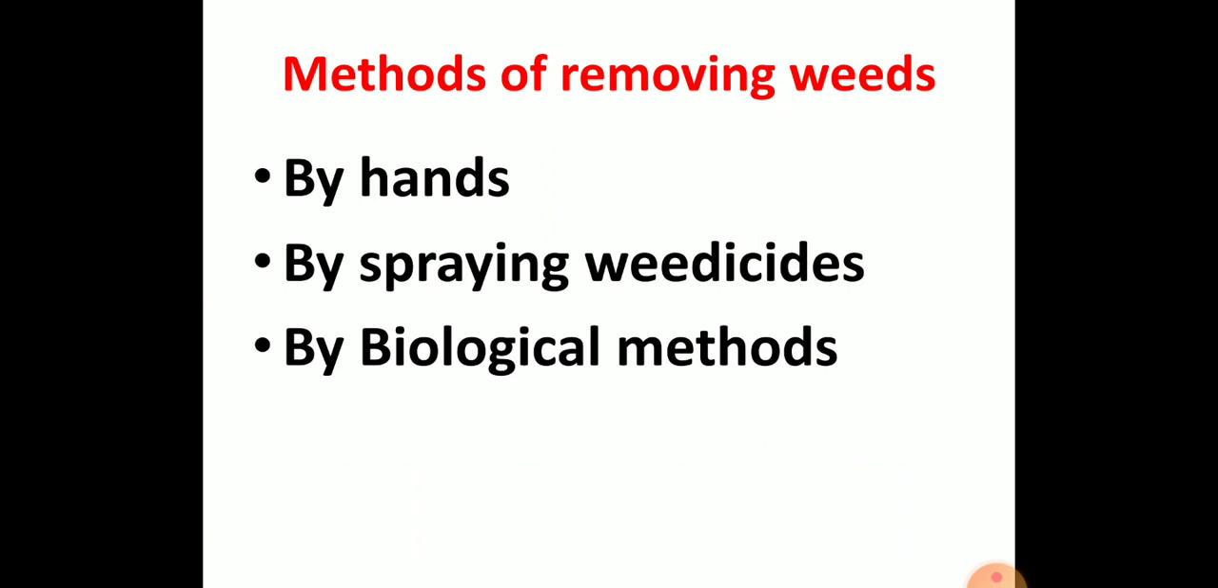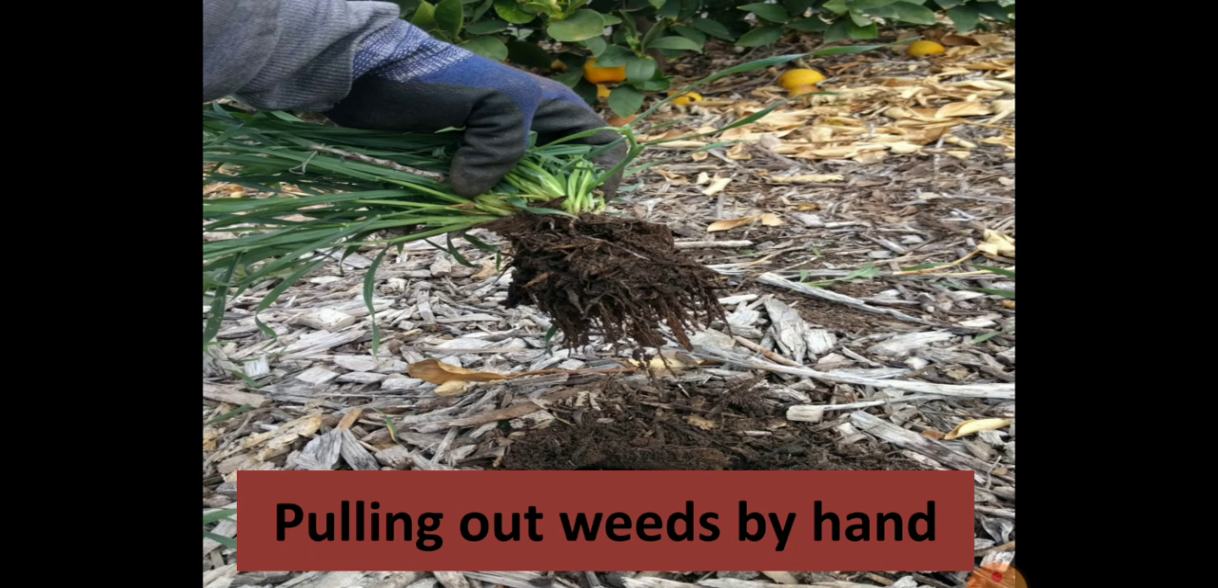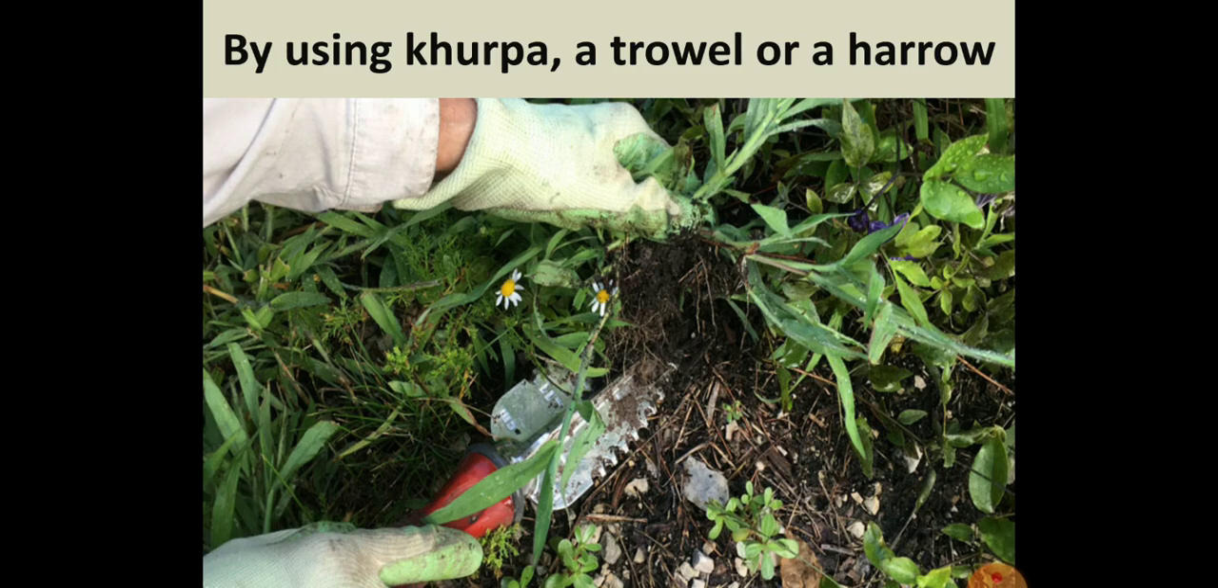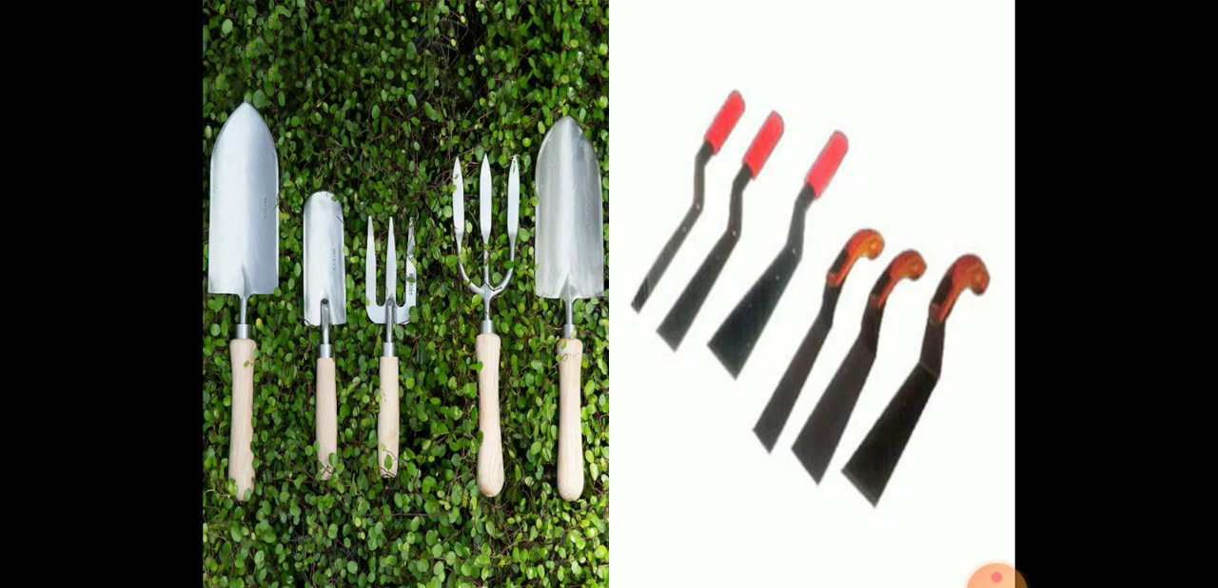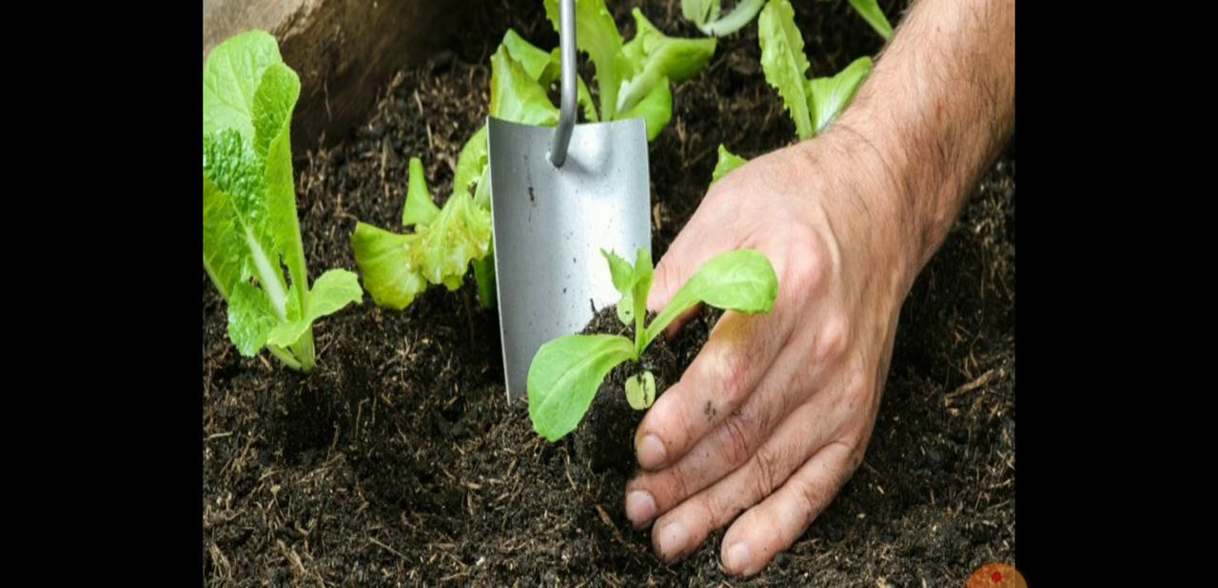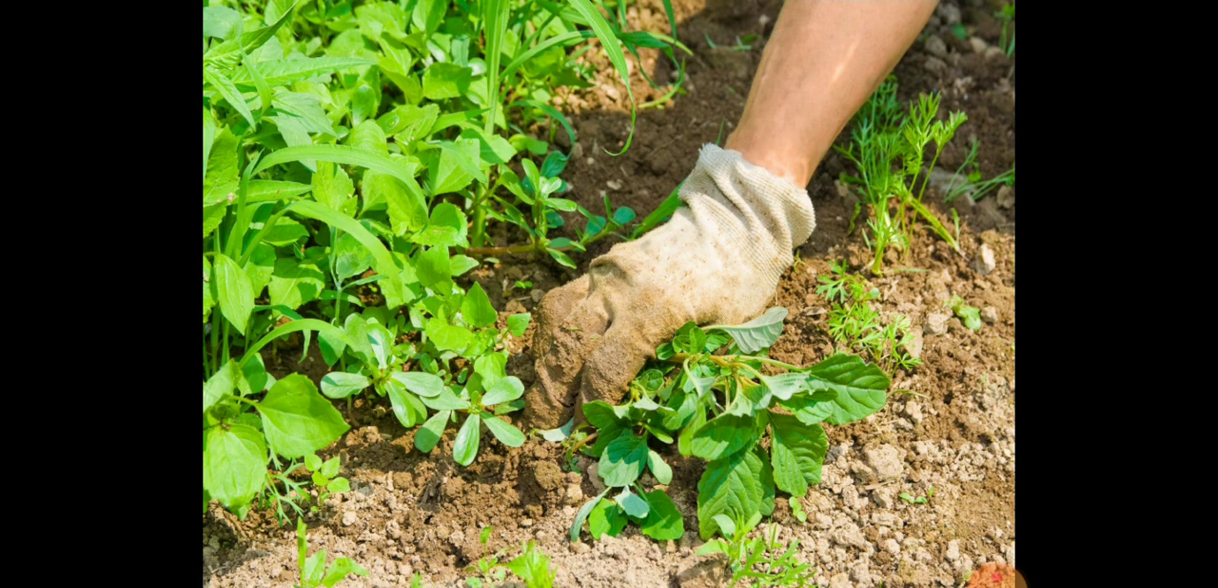So let us start with the first one. Pulling out weeds by hand is a common method that is used by farmers. It can be done by using a khurpa, trowel, or a harrow. So these are the tools that are used to remove the weeds. To remove a weed, we need to place the forked end of the blade under the base of the weed and push down the handle to remove it. So, removing the weeds by this method is a manual method.